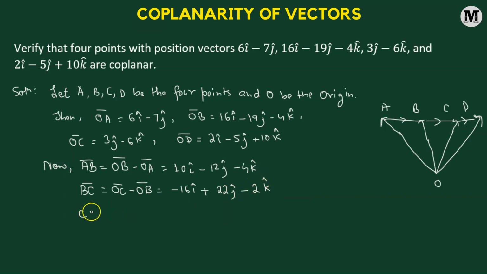And then finally, we're going to find out the vector CD. So CD vector is OD vector minus OC vector. So that's going to be 2i cap minus 8j cap plus 16k cap. So here we have obtained the vectors AB, BC, and CD. We'll try to show that these 3 vectors are coplanar.